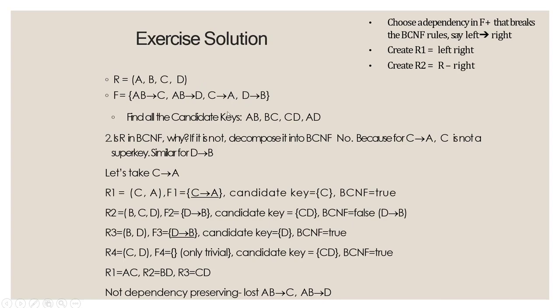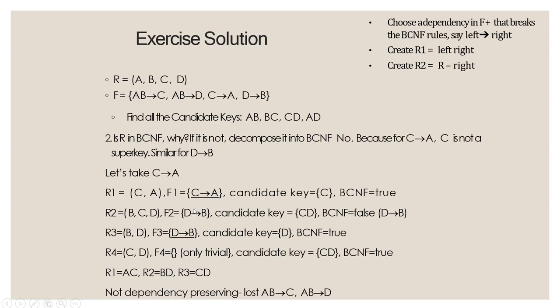But using this one, I am able to decompose it, right? So we apply that to this one. We have a left-hand side and right-hand side, which should contain A and B. And the R2 should be R minus the right-hand side, which is A. So if we get rid of A, we are left with B, C, D. So we have R1 and R2 here.